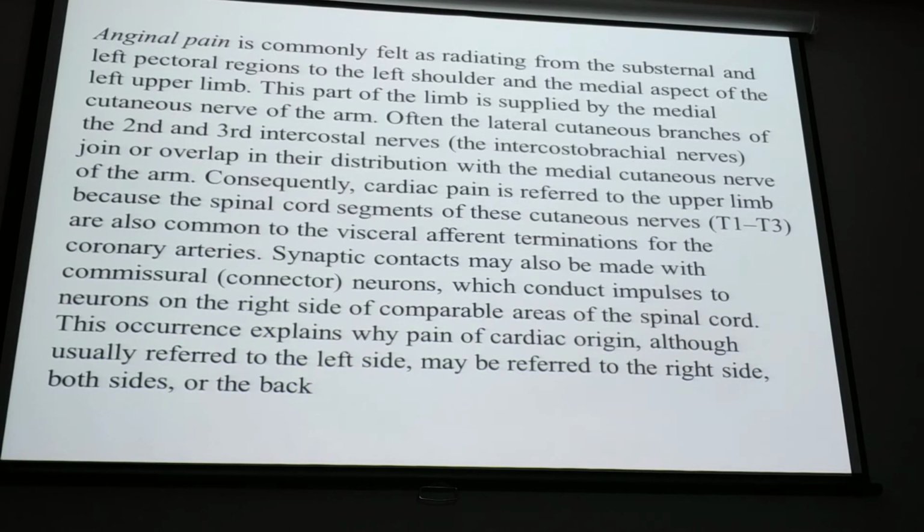Consequently, cardiac pain is referred to the upper limb because the spinal cord segments of these cutaneous nerves, T1 to T3, are also common to the visceral afferent terminations for the coronary arteries. Synaptic contacts may also be made with commissural connector neurons, which conduct impulses to neurons on the right side of comparable areas in the spinal cord. This explains why pain of cardiac origin, although usually referred to the left side, may be referred to the right side, both sides or the back.